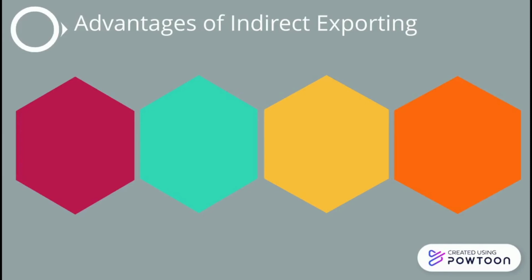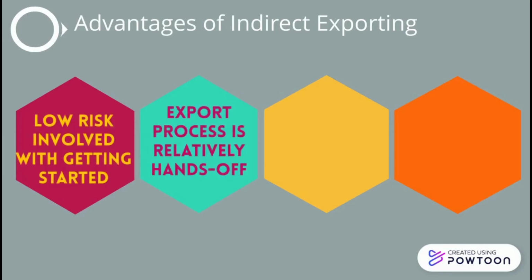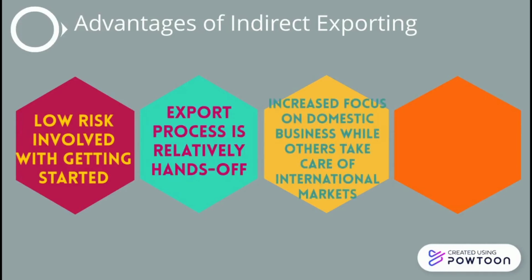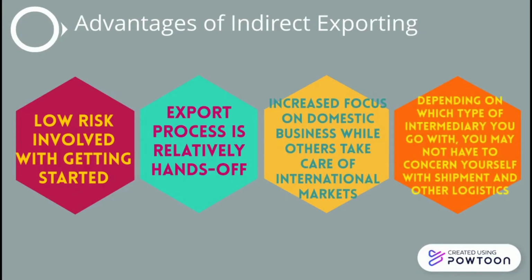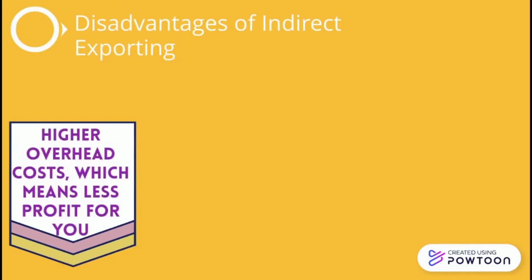Advantages of indirect exporting. Low risk involved with getting started. Export process is relatively hands-off. Increased focus on domestic business while others take care of international markets. Depending on which type of intermediary you go with, you may not have to concern yourself with shipment and other logistics. Disadvantages. Higher overhead costs, which means less profit for you.